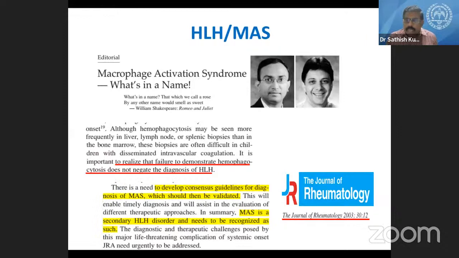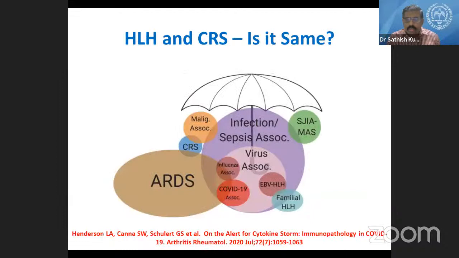And at that time, they had a plan to do consensus guidelines for diagnosis of MAS, and it should be validated also. They said that MAS should be considered as a secondary HLH disorder and should be recognized much more. This is the time when I was getting trained there in Sickkids. We started to read more about what is called macrophage activation syndrome. So now in 2020, after COVID has come, the name is slightly changed to cytokine release syndrome.